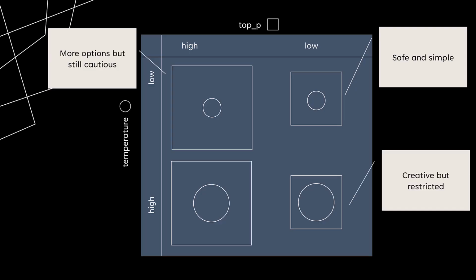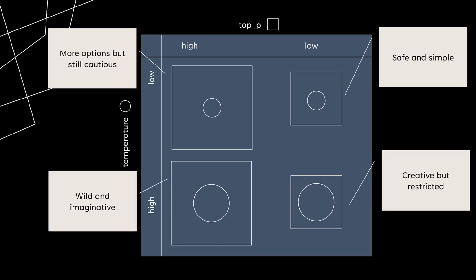Low top P and high temperature, which is a large circle in a small square, this is going to be a creative response that is constrained by the available options. And high top P and high temperature, this is a large circle in a large square, this is going to be a wild and imaginative response.